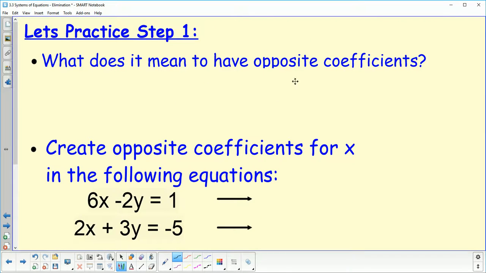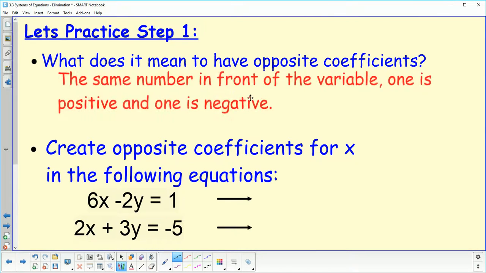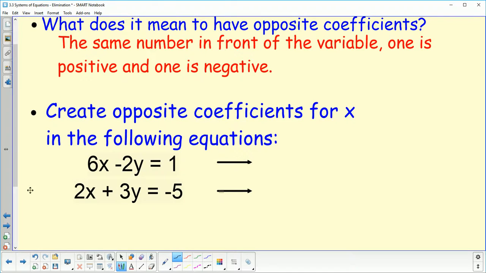So what does it mean to have opposite coefficients? Well, the biggest thing here, opposite coefficients means that for one variable, you're going to have the same number in front of it, that's the coefficient piece, where one is positive, one is negative. An example like here, and again we can do this for any variable we want, doesn't matter which variable you choose, I'm just saying let's do that for x in this example. So I've got 6x here and 2x here, I want them to be opposites, and I want them to be the same number. Now there's several different ways you could do this.